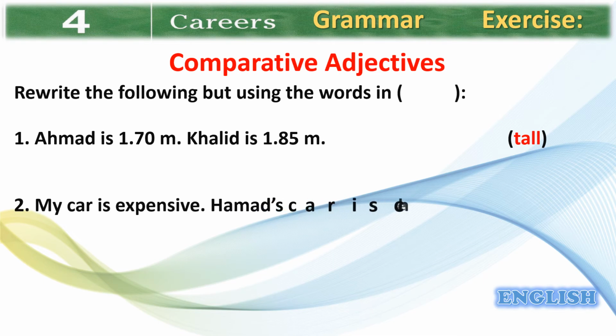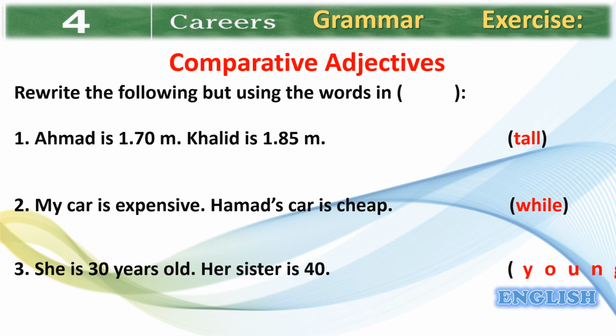Another sentence, my car is expensive, Hamid's car is cheap. We have to use the word while. The third sentence, she is 30 years old, her sister is 40. We have to use the adjective young. Dear students, pause the video, then come back to check your answers.